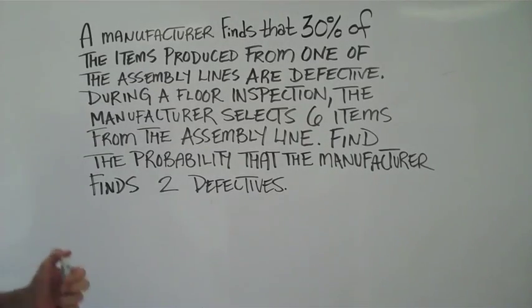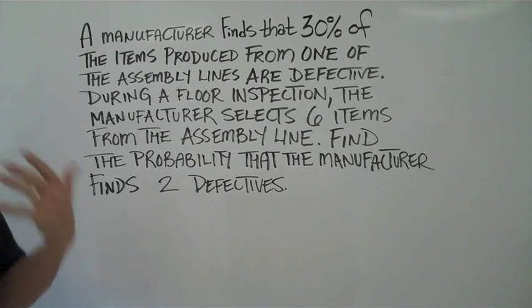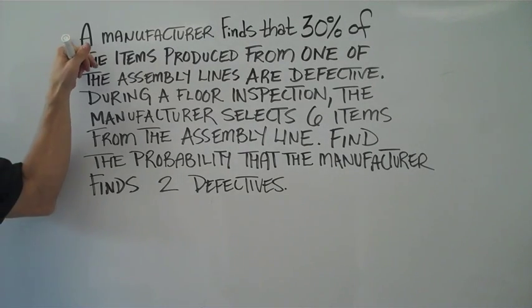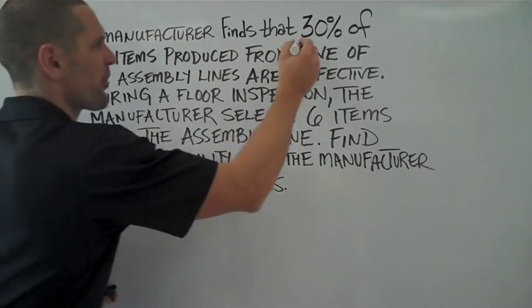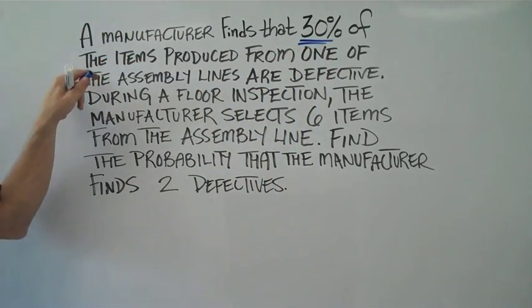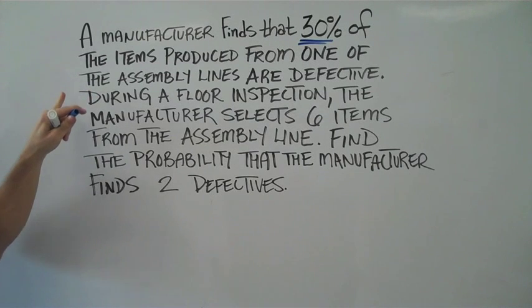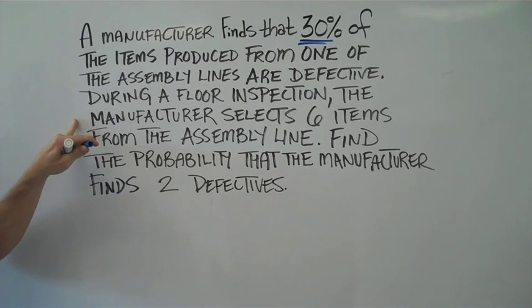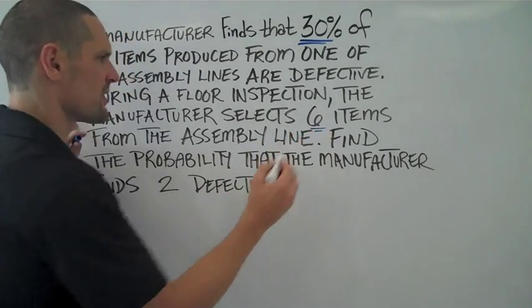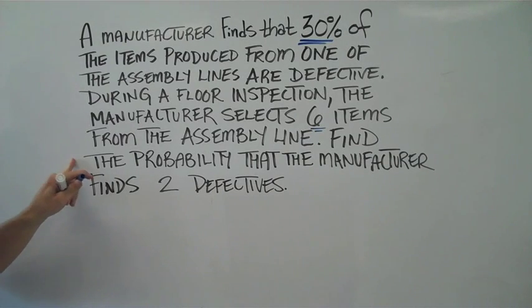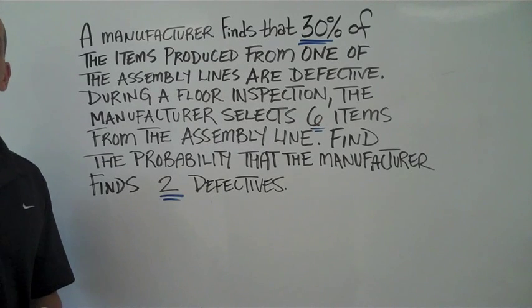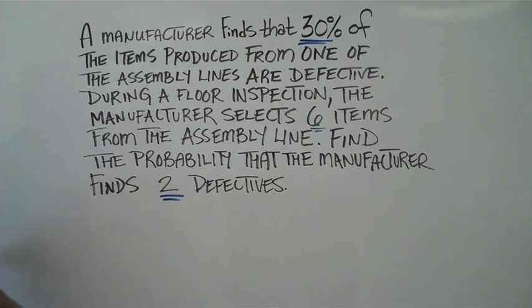Here is a great example using Bernoulli trials or the binomial distribution. Here, I'll read it for you. A manufacturer finds that 30% of the items produced from one of the assembly lines are defective. During this floor inspection, the manufacturer selects 6 items. We're going to take 6 from the assembly line. Find the probability that 2 are defective. Well, one of the keys to the problem is recognizing we have a binomial distribution. We either have defective or non-defective. So defective or okay, we'll say.